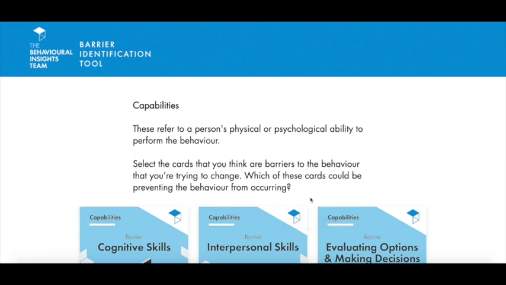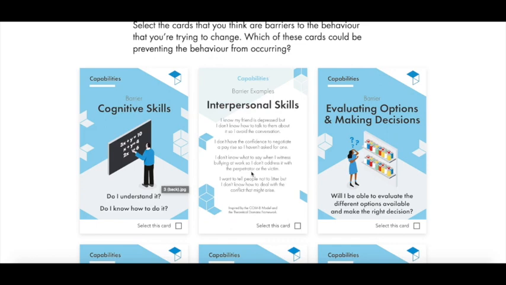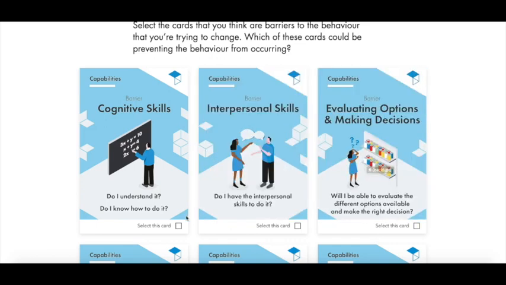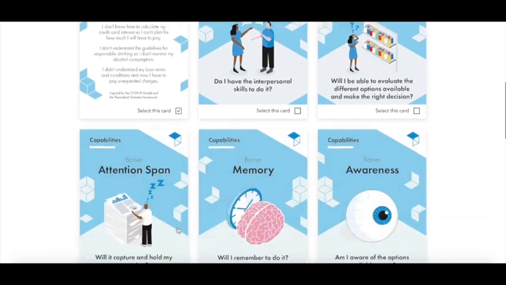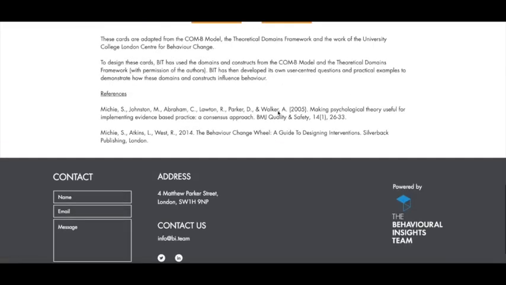These refer to a person's physical or psychological ability to perform the behaviour. If you hover over the card flips over, and you're able to see more examples of this barrier on the back of the card. You can select which cards apply to your project situation, and you'll be able to review these again later. Then you go through the opportunity cards.